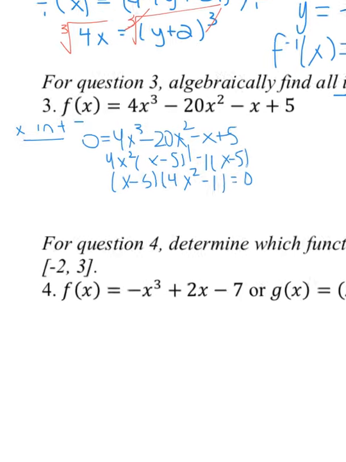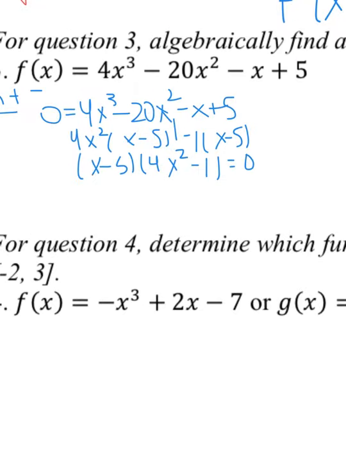So now you're going to keep factoring. 4x squared minus 1, you can do the difference of 2 squares on. The square root of 4x squared is 2x. Square root of 1 is 1. You have 2x plus 1, 2x minus 1 equals 0. So this gives me x equals 5, x equals negative 1/2, and x equals positive 1/2.